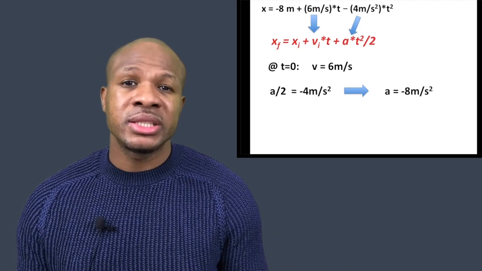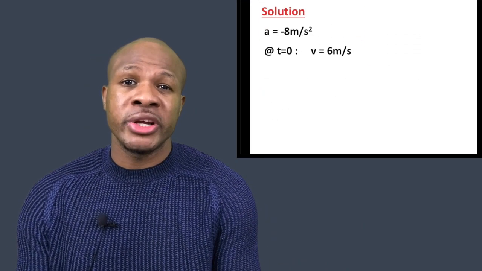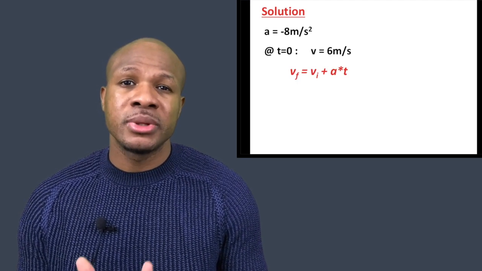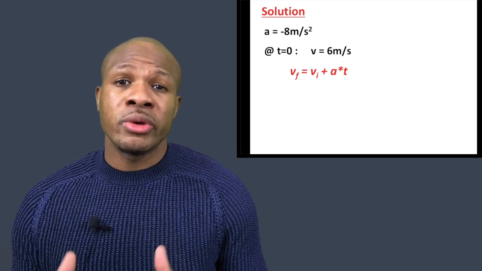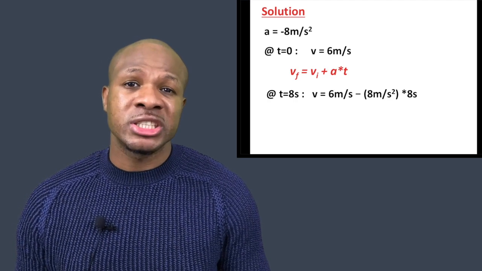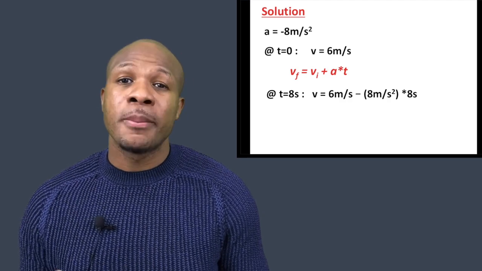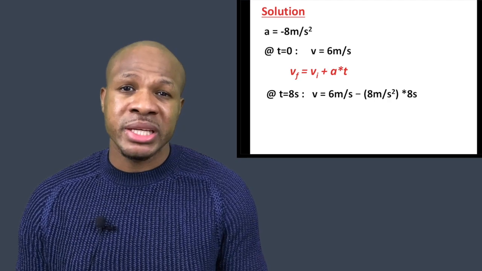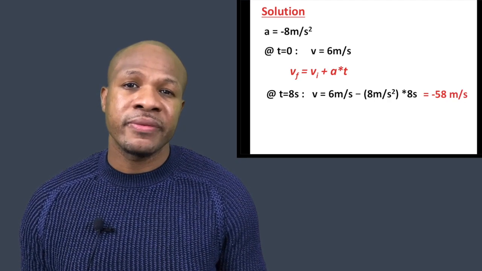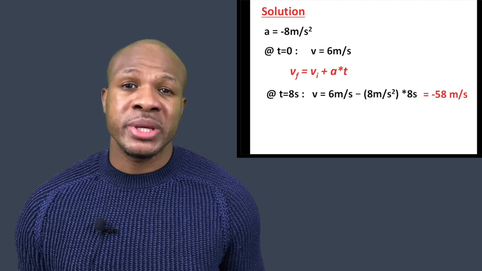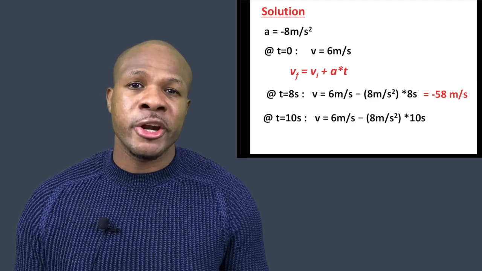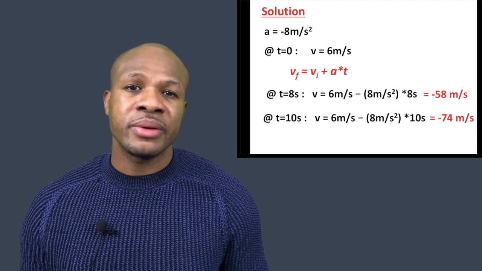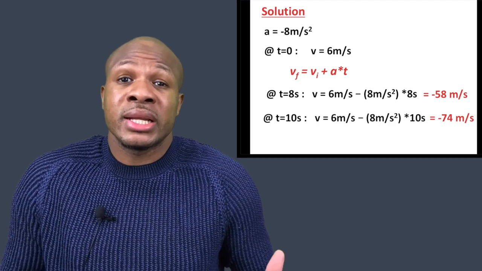And to get our speeds at 8 seconds and 10 seconds, we can use our initial equation. Our initial equation was that our final speed is equal to our initial speed plus the acceleration times time. And when we plug in to get our speed at 8 seconds, we get 6 minus 8, which is the acceleration, times the time, 8 seconds. 8 times 8. And when you do this calculation, you get negative 58 meters per second. Okay, so that's our speed at 8 seconds. Now let's do the same thing to get our speed at 10 seconds. Our speed at 10 seconds is going to be equal to negative 74 meters per second. Okay, so now we got exactly what we wanted.